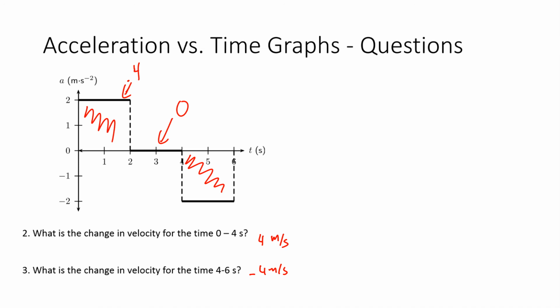And if we wanted to find the average acceleration for this, it would equal change in velocity over time. And so that would be final, negative 4, minus 4, so negative 8 over 6 seconds. So the average acceleration would be 4/3 or 1.3 meters per second squared.